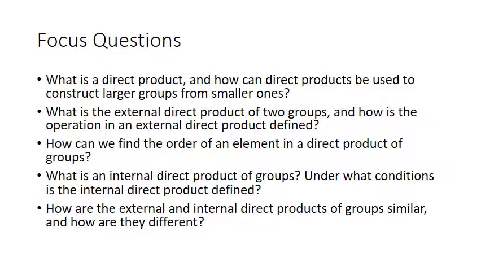Okay, so here are the focus questions for the lesson. What is a direct product and how can direct products be used to construct larger groups from smaller ones? What is the external direct product of two groups and how is the operation in an external direct product defined? How can we find the order of an element in a direct product of groups? What is an internal direct product of groups? Under what conditions is the internal direct product defined? How are the external and internal direct products of groups similar, and how are they different?